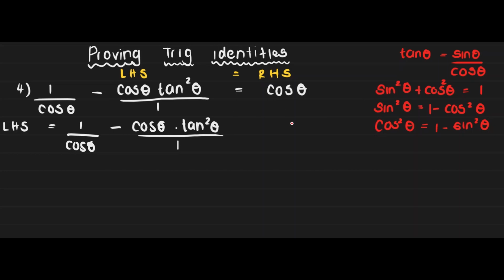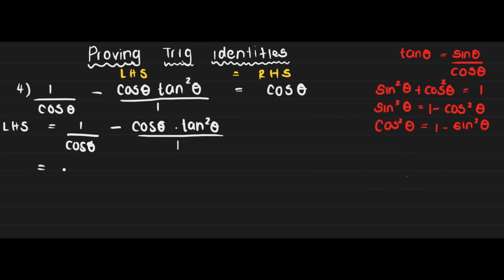Remember the fact that we have tan theta is equal to sine theta over cos theta. Even the squared one can be changed, but you need to square this side. Even if it's to the power 3, you can change it. If it was, for example, tan cubed theta, you can change it into sine cubed theta divided by cos cubed theta. So we can change this into sine squared theta divided by cos squared theta. So let's change that one.